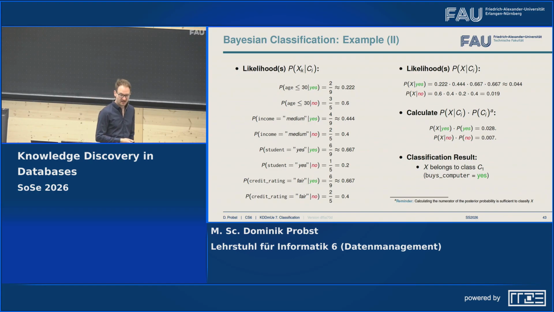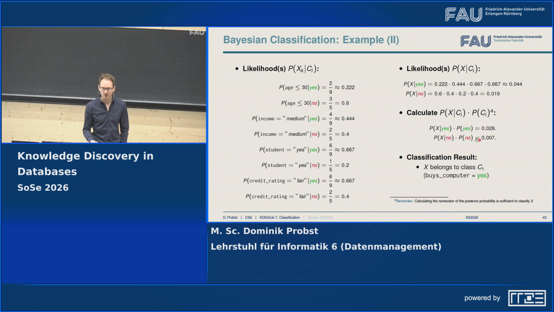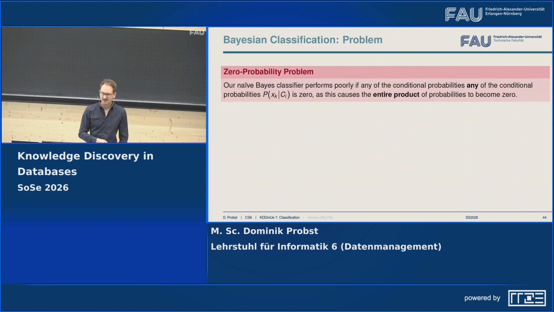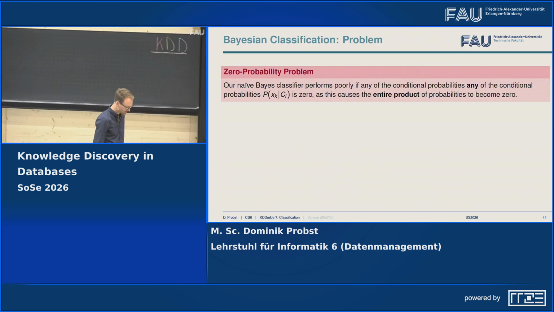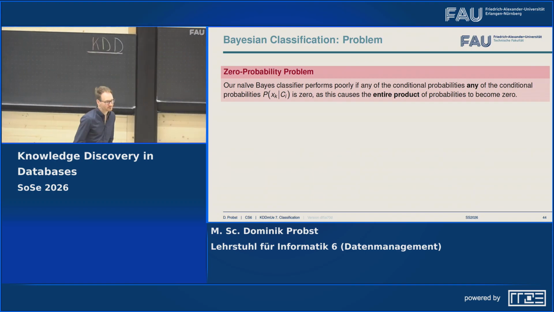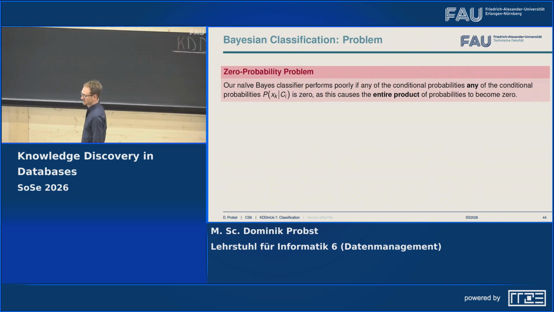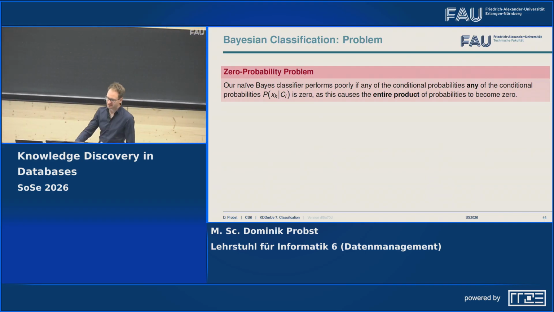And if that happens to both classes, or to all classes, all likelihoods would become 0, and therefore all numerators would also become 0, since we are multiplying with 0. And that's a big problem, because then our naive Bayesian classification wouldn't work anymore. We can solve that problem with a pretty easy trick.